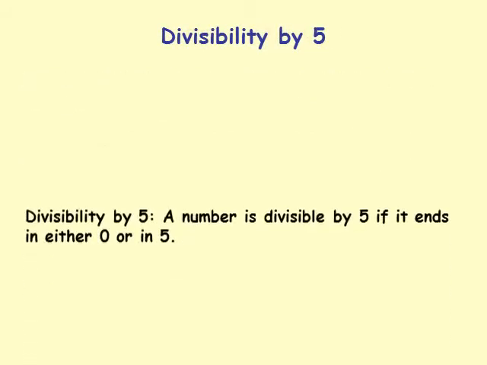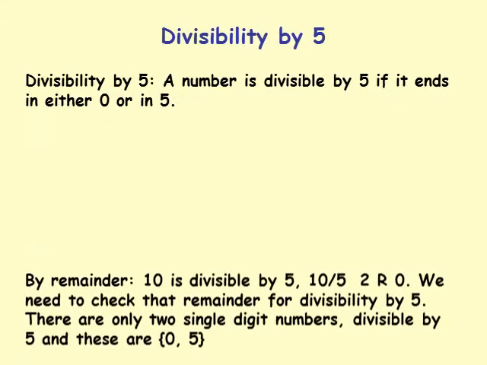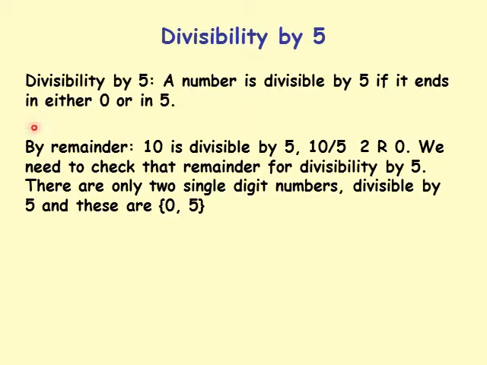Continue and discuss divisibility by 5. Okay. A number is divisible by 5 if it ends in either 0 or 5. Okay, let's continue here. So let's see what we did. We are doing it by remainder. So 10 is divisible by 5 because 10 divided by 5 is 2 remainder 0. That means 10 is equal to 2 times 5.